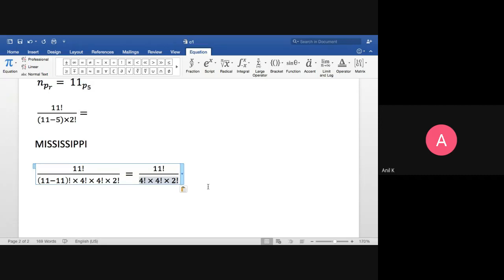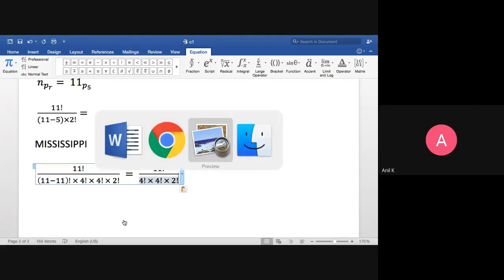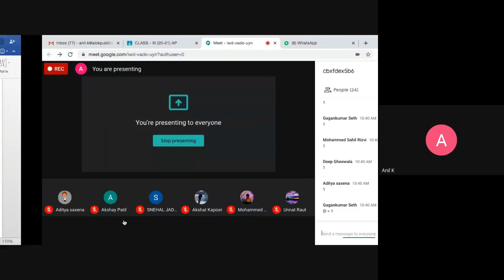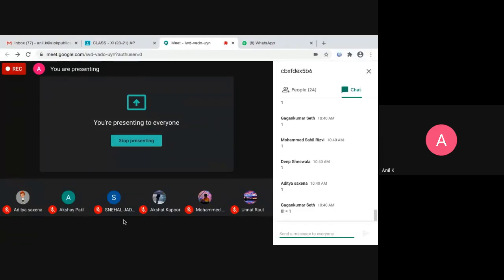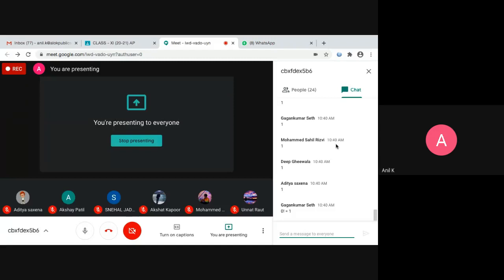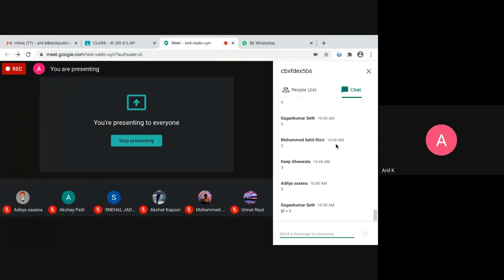Is that clear for everyone, or does anyone have a doubt? Please let me know. Let me see if anybody has a doubt. 0 factorial is 1, as given. Yeah, all of you have given the correct answer. 0 factorial is 1, but why is it 1? That is the explanation which you have.